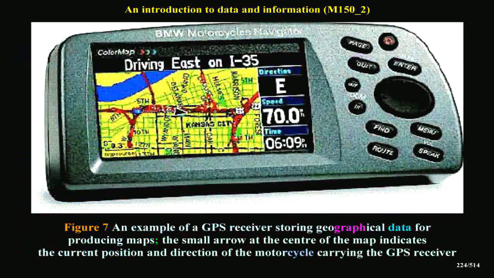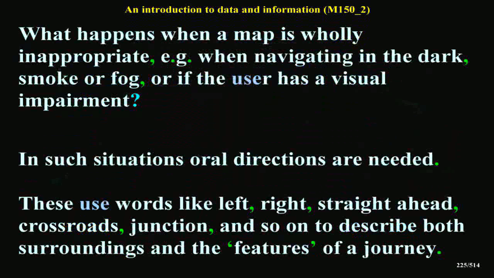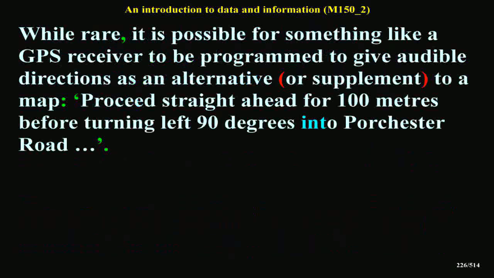What happens when a map is wholly inappropriate, e.g., when navigating in the dark, smoke or fog, or if the user has a visual impairment? In such situations, oral directions are needed. These use words like left, right, straight ahead, crossroads, junction, and so on to describe both surroundings and the features of a journey. While rare, it is possible for something like a GPS receiver to be programmed to give audible directions as an alternative or supplement to a map.